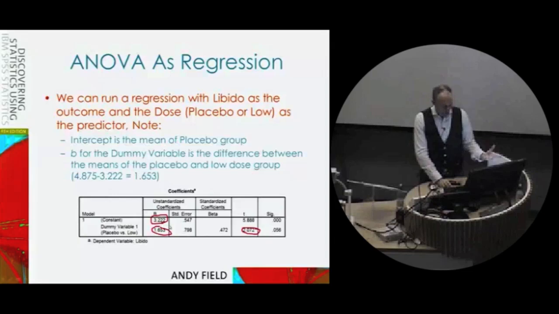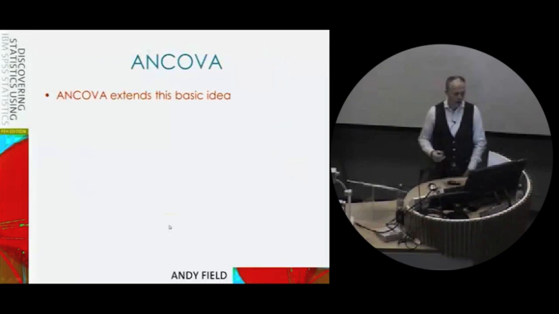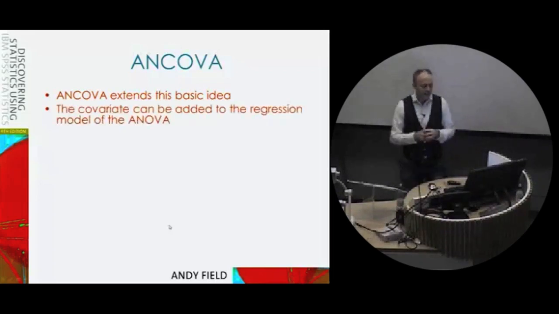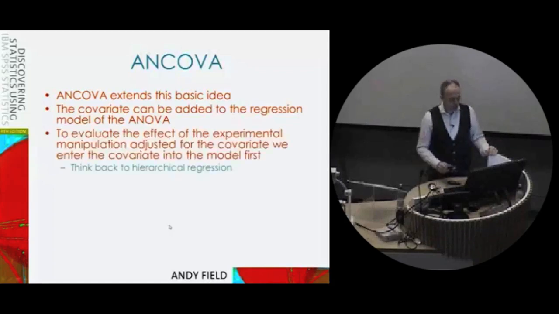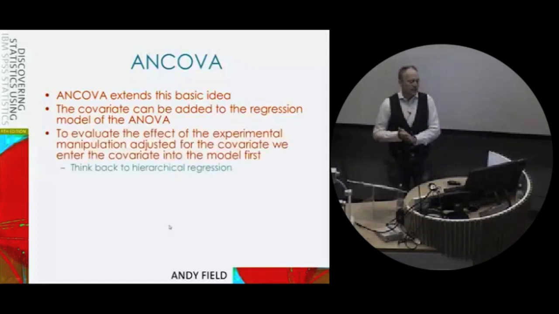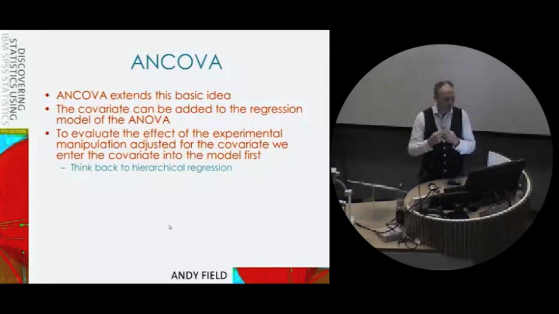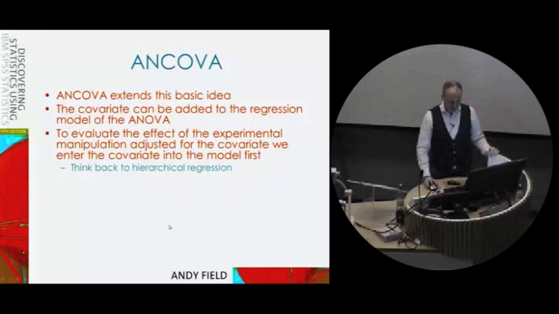So why am I telling you all this again? Well, it's because ANCOVA just extends this basic idea. And if you understand that basic idea, ANCOVA is quite easy to understand, really. Because all we're doing when we add a covariate is effectively our regression model becomes a sort of multiple regression model. So it becomes a model with an extra predictor in. And that extra predictor is going to be the covariate. So whereas before we were predicting libido from dose, and that dose variable represented the differences between group means, all that's going on behind the scenes if we do an ANCOVA is the model's being extended to include this covariate.